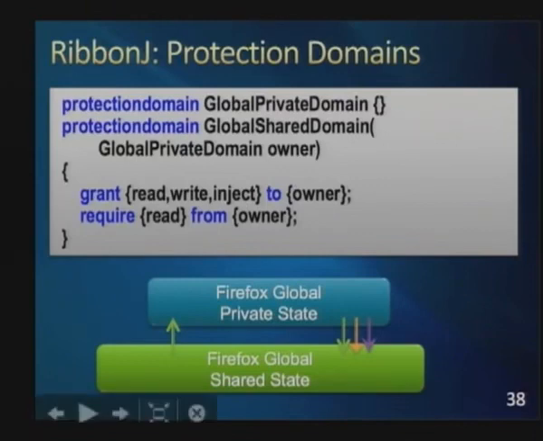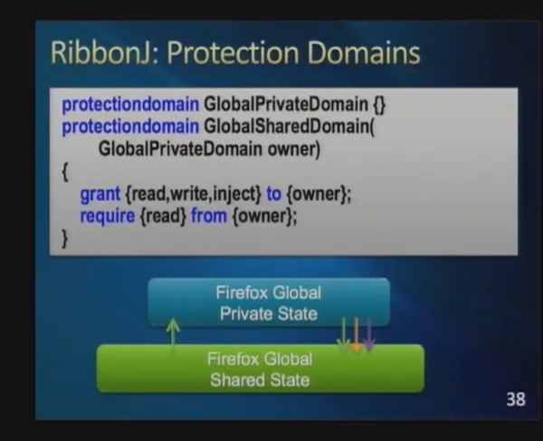This global shared domain accepts an argument. So the global shared state needed privileges from the private state, and it also needed to allow the private state to have read, write, and inject access on it. The way that this is modeled is through these grant and require statements, and it's pretty intuitive.